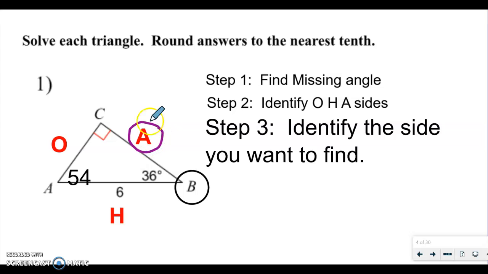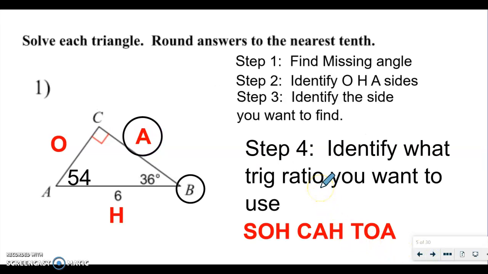Okay. All right. So once I want to find my adjacent side, I want to identify the trig ratio I want to use. I know my hypotenuse, and I want to find my adjacent. So in this case, what trig ratio am I going to use? O and A, or A and H goes with cosine. So I'm going to do the cosine ratio.